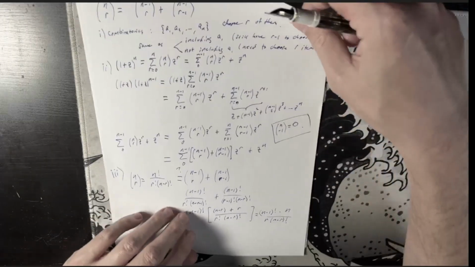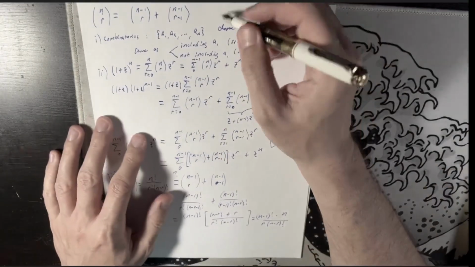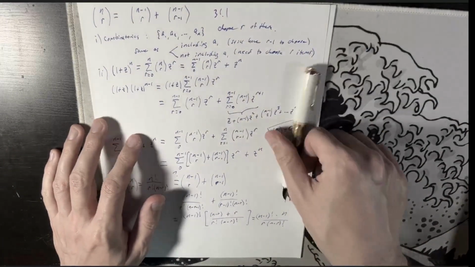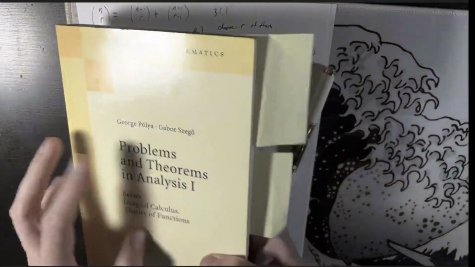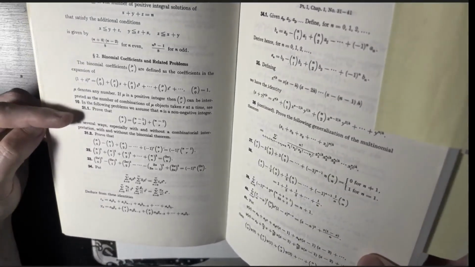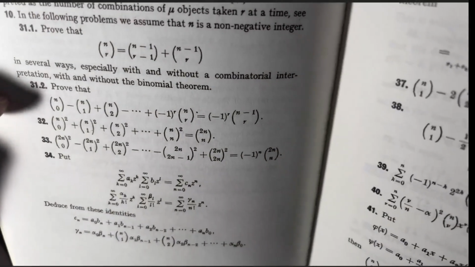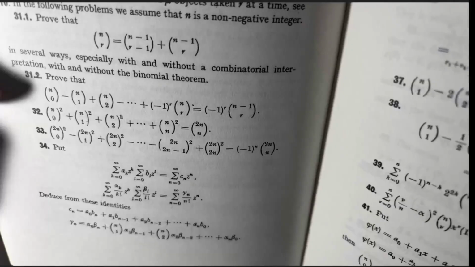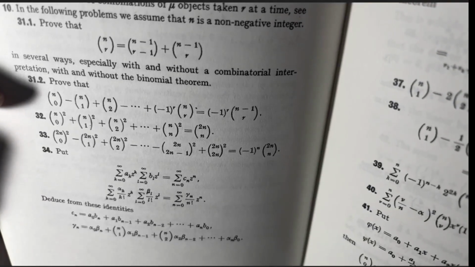So that's it for, I guess this was 31.1 maybe. 31.2, prove that this series of differences is equal to negative 1 to the r times n minus 1 choose r.